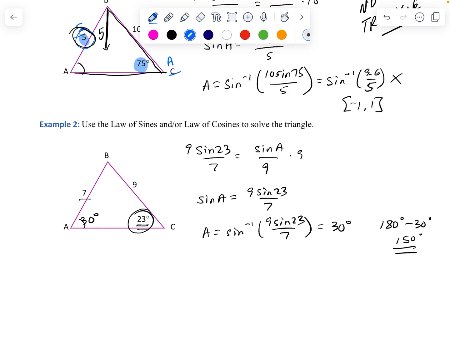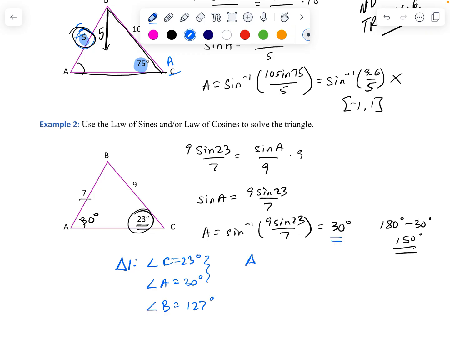Because right now, if I look at triangle 1, I've got angle C, which they gave us, equal to 23 degrees. We just calculated angle A to be 30 degrees. If I add these two together, I get 53 degrees, which means that angle B is 180 minus 53, which is 127 degrees. So that's triangle 1.